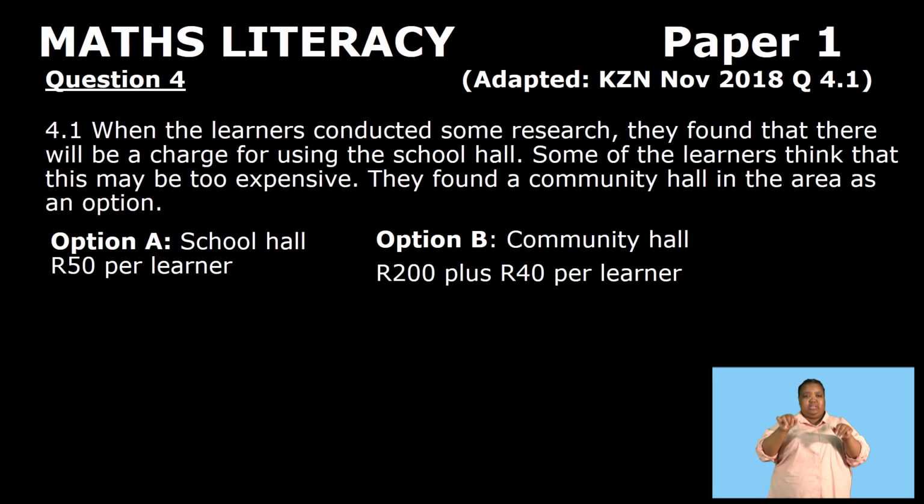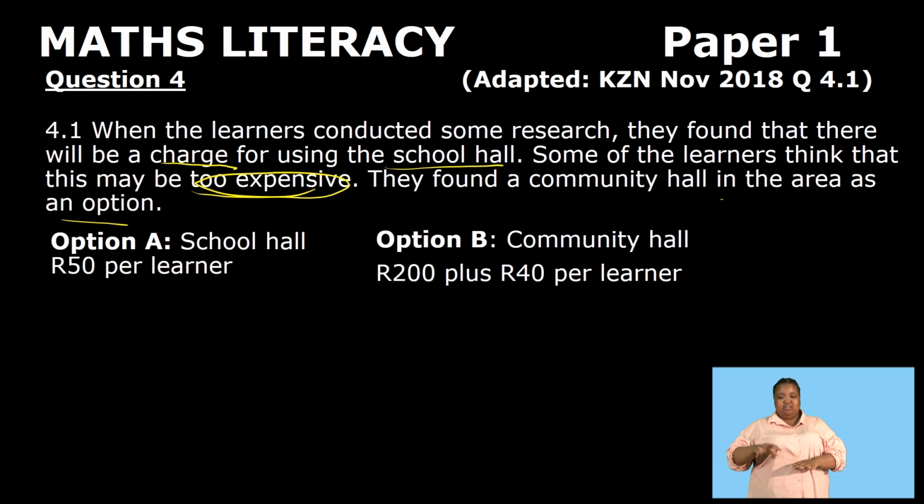It says here, when the learners conducted some research, they found out that there will be a charge for using the school hall. Some of the learners think that this may be too expensive. They found a community hall in the area as an option. Now, these are the two options. We have option A, which is a school hall, and each learner will be paying an amount of 50 Rand. And option B, we have a community hall, which is 200 Rand plus 40 Rand per learner.